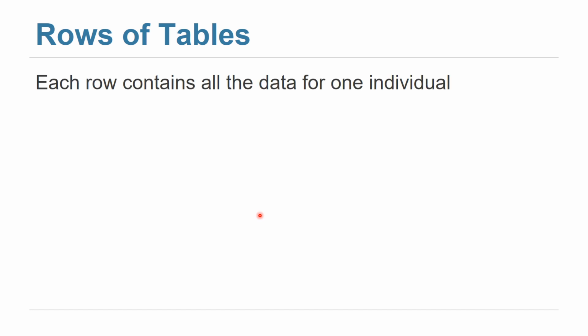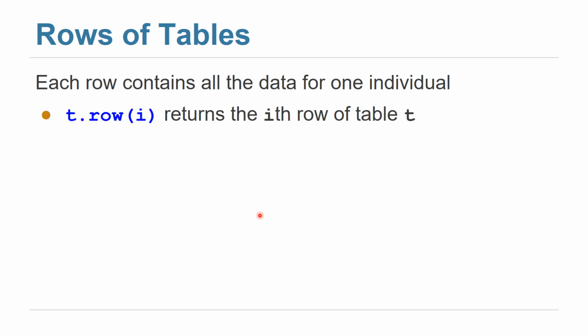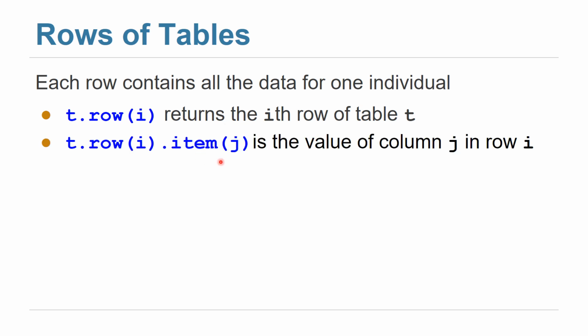Now, when we deal with distances in a table, we need to deal with the rows of the table. Each row will contain the data for one individual or one example. In order to get a specific row, we can use the row method from the table T. So we'd say row I returns the ith row of table T. Now, if we want a specific value in that row, we can access it through the item function. So row I dot item j is the value of column j in row I.